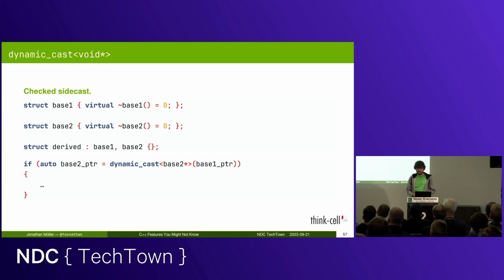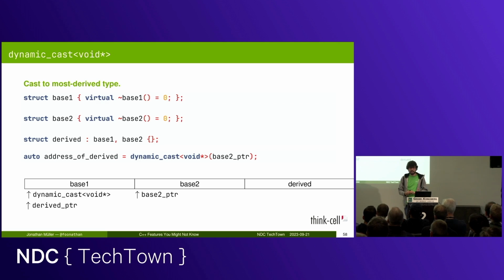And there's a third use for dynamic cast, a dynamic cast to void star. What this one does is it gets you the address of the most derived type. So here again, same deal. We've got two base classes and then a derived class that inherits from both of them. And we've got a pointer to base 2. And we want to get a pointer to the beginning of the derived object. So the pointer to base 2 points in the middle of the object. And we want to get a pointer to the actual derived object. And then we can use dynamic cast to void star, which gives us essentially the same address as the entire object. So it will just offset the pointer to the appropriate place.